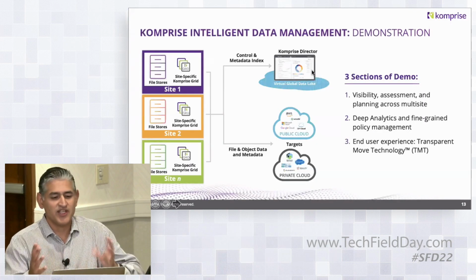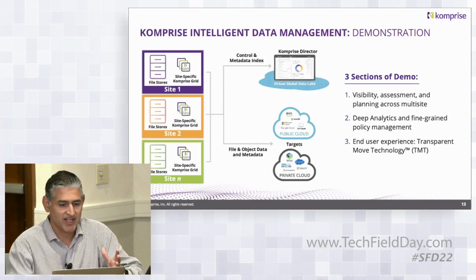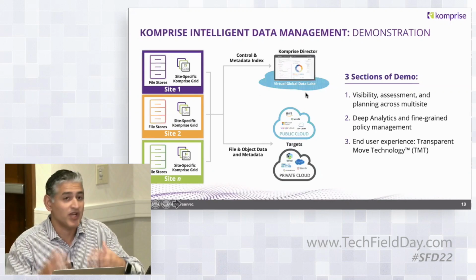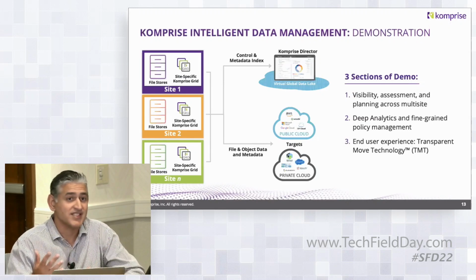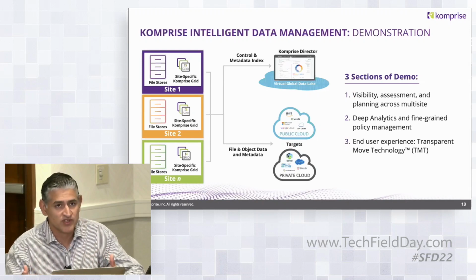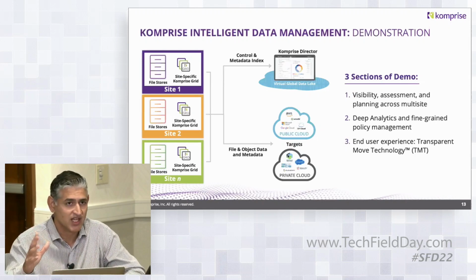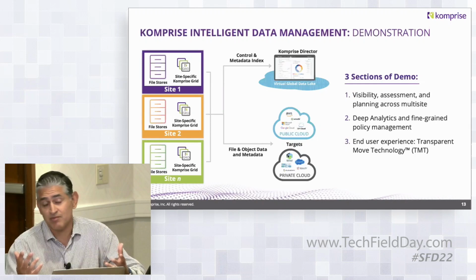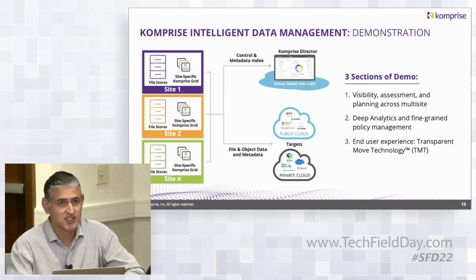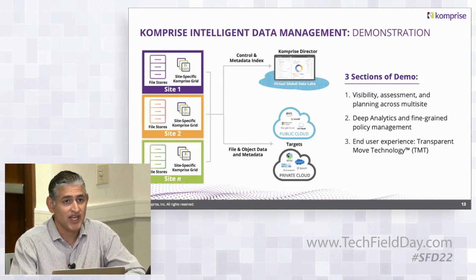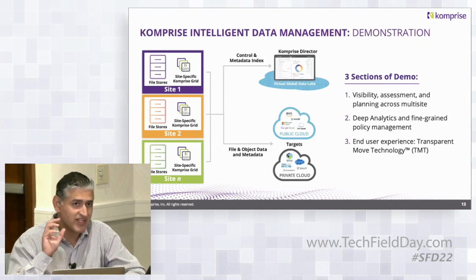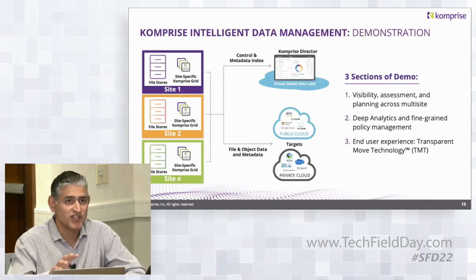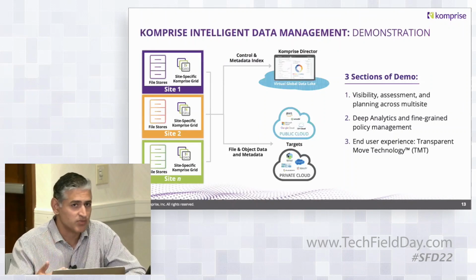So, some key components here. The one that you see on the top is Komprise Director, which is our administration console. It runs as a service for most of our customers, hosted in Komprise Cloud. For some highly security-conscious customers, this can be deployed in their data center as well if required. This is one of the key pieces that you'll see in most of the demo. This is where you drive and use the product.